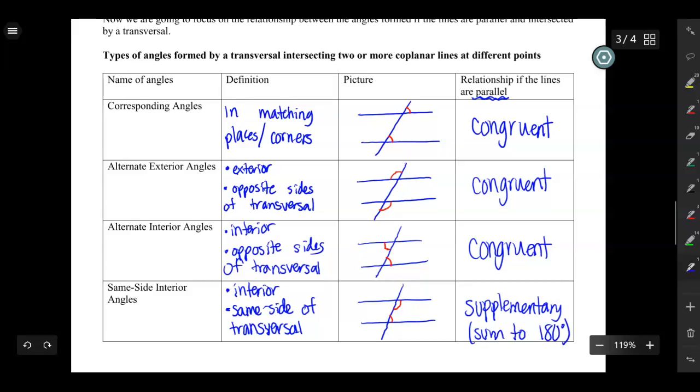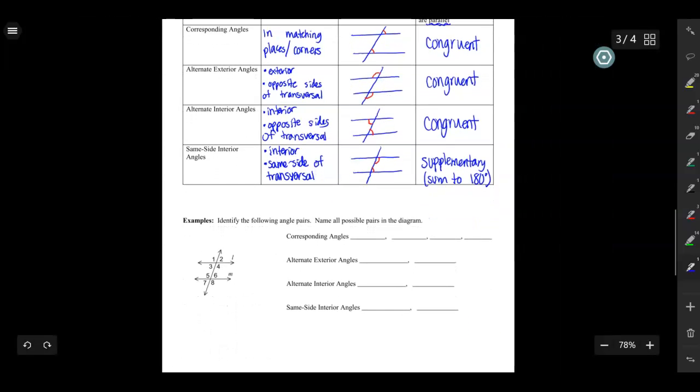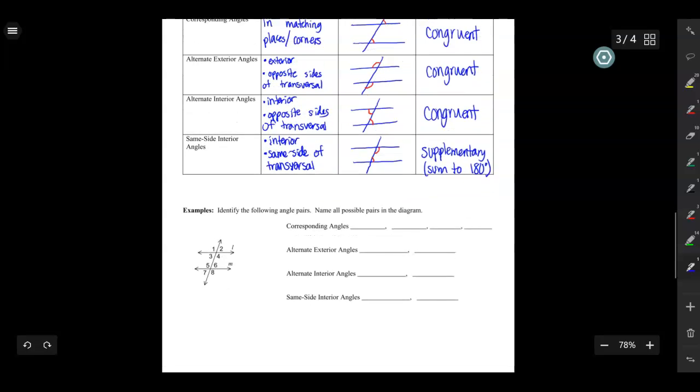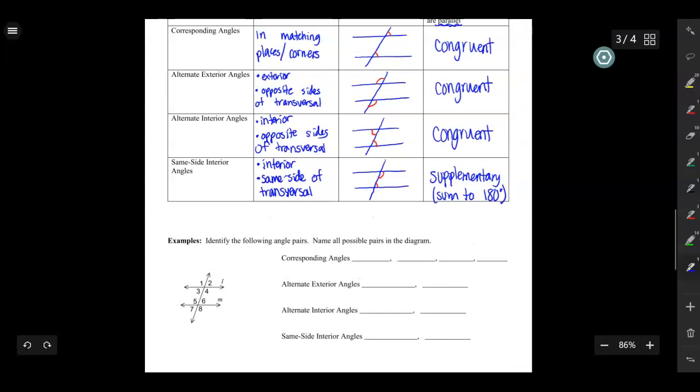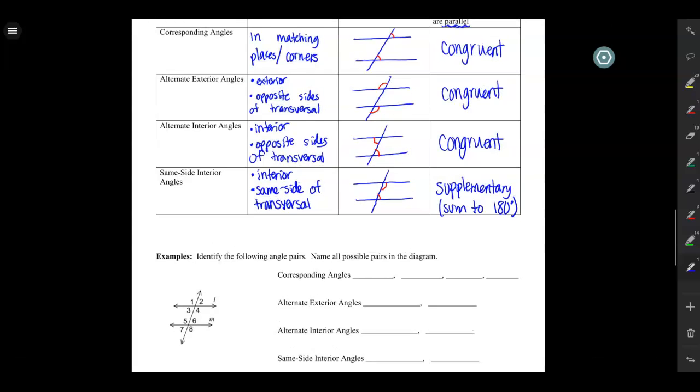So let's go ahead and do some practice identifying corresponding angles, alternate exterior angles, alternate interior angles, and same side interior angles. I'm going to try to zoom in so that you can see both my table and the picture that we're looking at. We're going to use this shape in the bottom left to name all of the corresponding angles to start with. Corresponding angles, remember, are in matching places on the sides of the parallel lines.